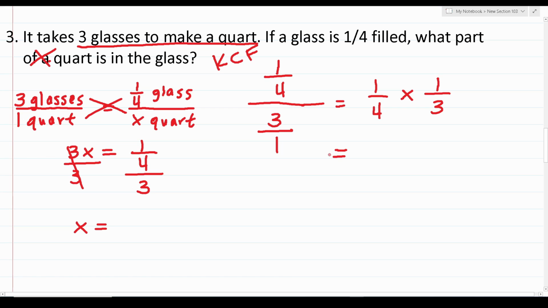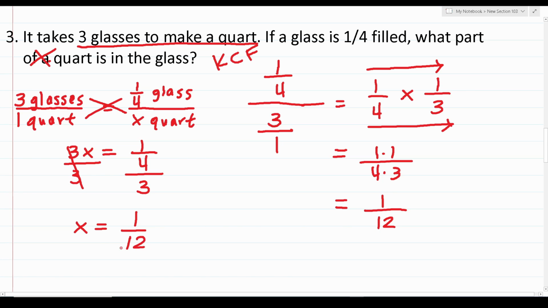All right, and multiplying fractions is actually very easy. Just multiply straight across. That is to say, you would do 1 times 1 over 4 times 3. 1 times 1 is 1. 4 times 3 is 12. All right, so the answer to this one is 1 over 12. In other words, if you have a quarter of a glass, that means there's 1/12 of a quart in it, given this ratio over here.